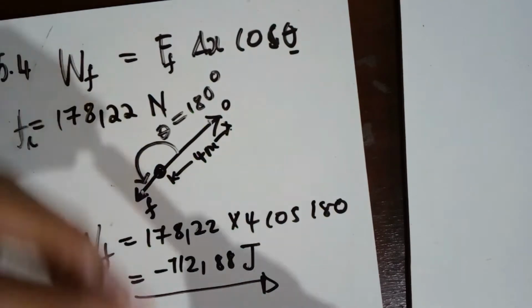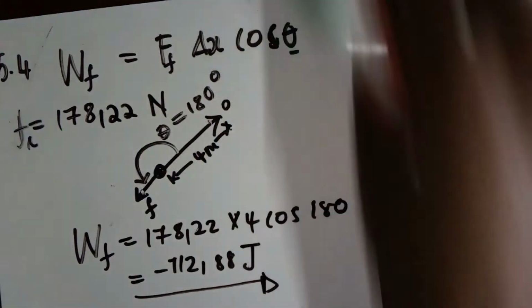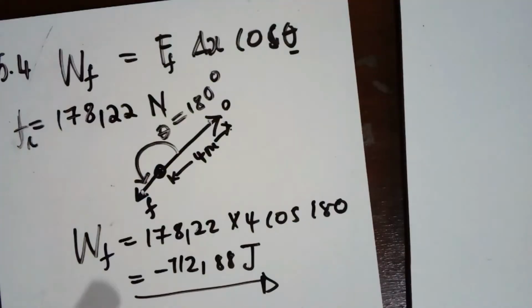And what that means is that 712.88 joules of energy is being taken away from the system because of that frictional force.